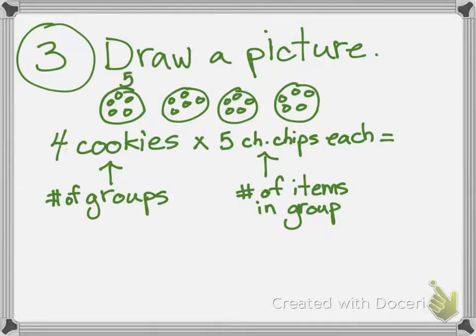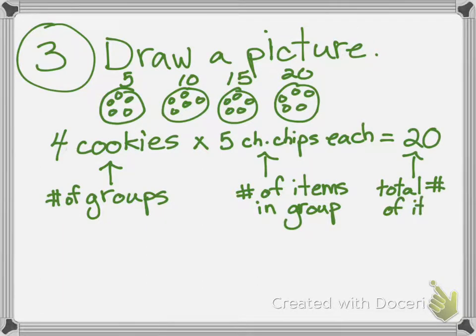So here we go. 5, 10, 15, 20. So we drew a picture to help us figure it out, but we're also using skip counting in there. Okay, so our answer is 20, and that is the total number of items. And what are we counting? We are counting chocolate chips.